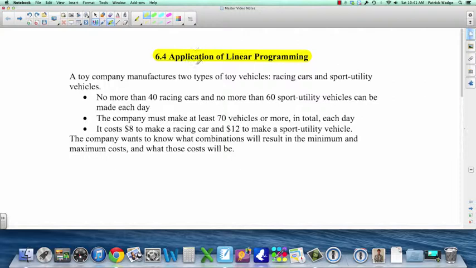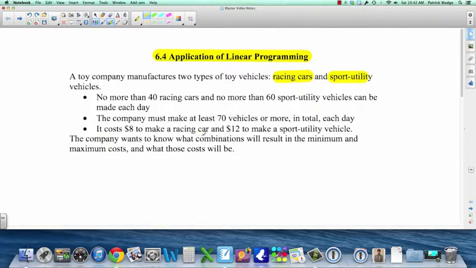So you're going to do the same thing you did yesterday, your last class, which was linear programming. But this time you have to come up with the constraints and the objective function yourself. You have to come up with the inequalities. Okay, so we're talking in the first question about a toy company that manufactures racing cars and sport utility vehicles. And then we have these three bullets here, and I'll get to that in a second.